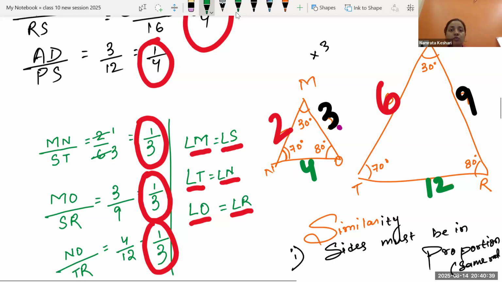Okay, while making this teeny tiny triangle into a huge big triangle, the angle is not getting changed. That means here 30, there 30, here 70, there 70, here 80, there 80, the angle is not getting changed. And that's how these two shapes are similar shapes. Making sense? Yes, ma'am. Okay, so first you need to understand the meaning of similarity.